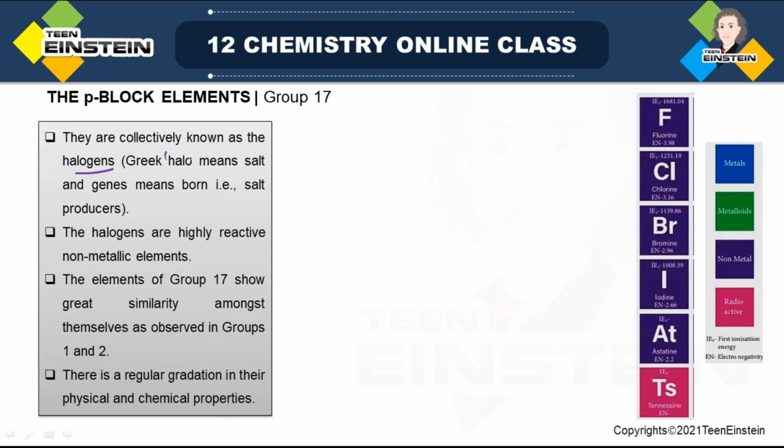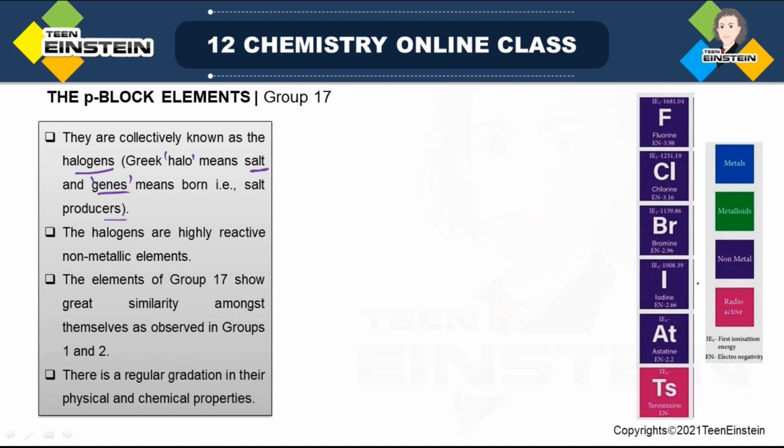The Greek word halo means salt, and gens means bond. That means they are salt producers. That is, from these halogens you can get some salt. For example, you can use chlorine and you will get sodium chloride salt or sodium bromide salt like this. So as they are used for salt production, that is why their names are halogens.